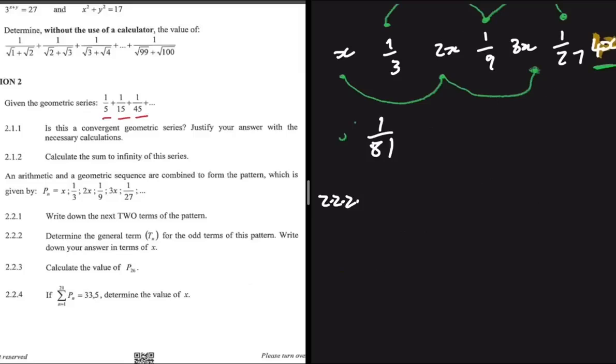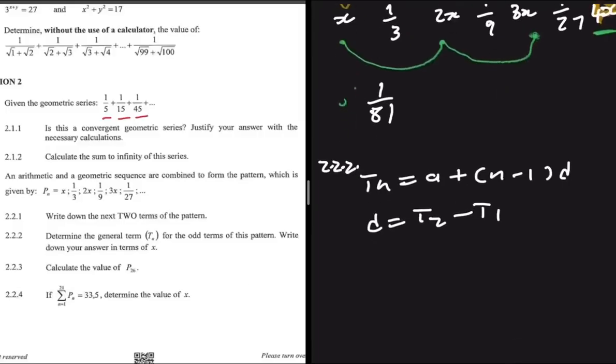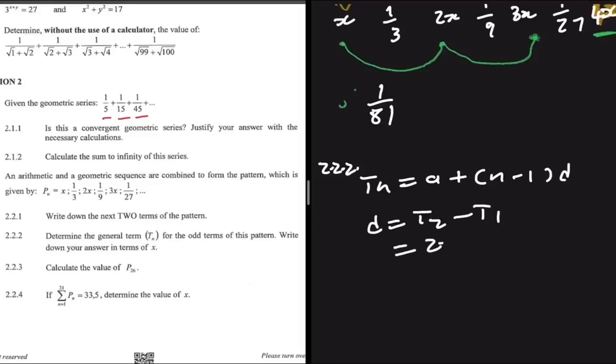2.2.2. Determine the general term Tn for the odd terms of this pattern. Write down your answer in terms of x. So the odd terms are the arithmetic ones, right? So we know that Tn is equal to a plus n minus 1 multiplied by d. So let's go ahead and find the difference. That is T2 minus T1. In the arithmetic sequence, T1 is x, and T2 is 2x. So the difference is 2x minus x, which is just x.